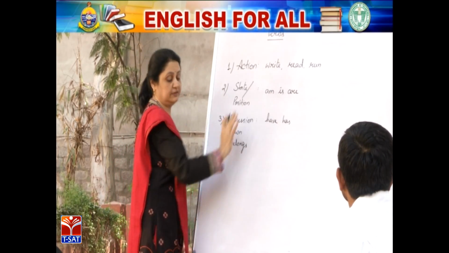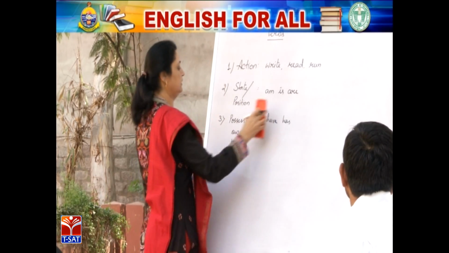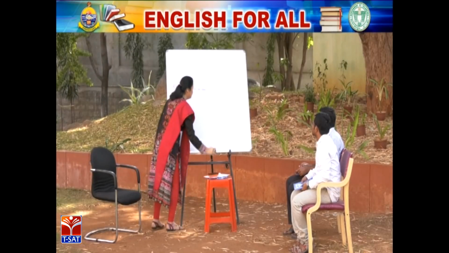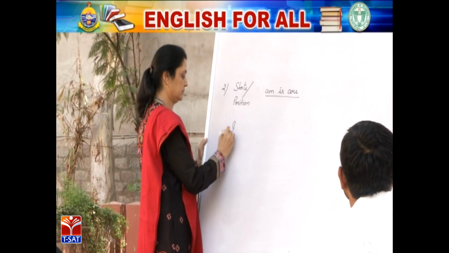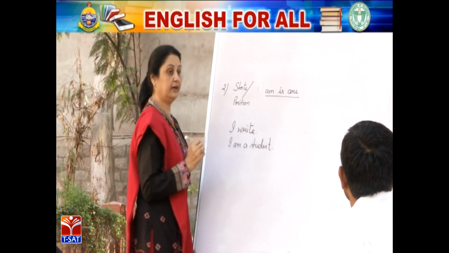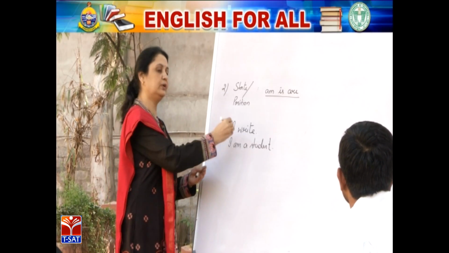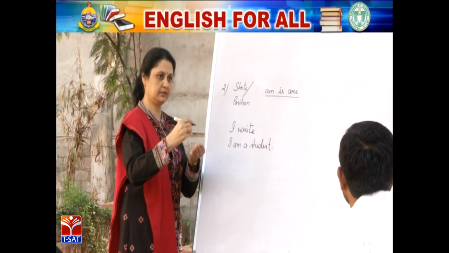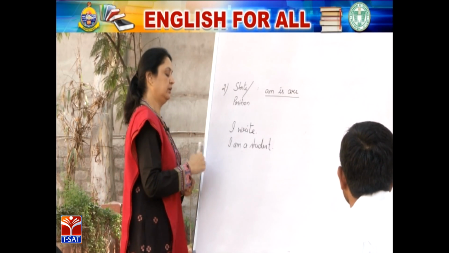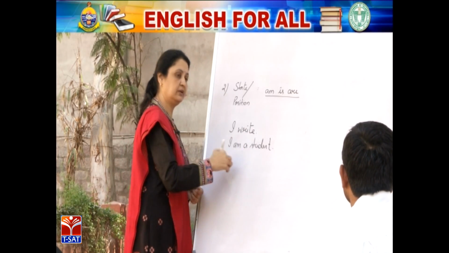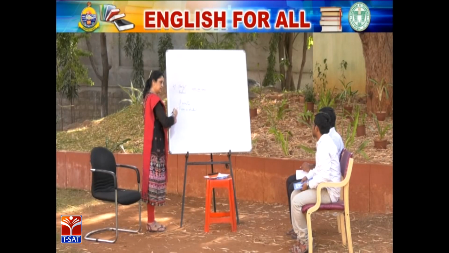First we'll talk about the state and position verbs, am, is, are. Ma'am, one doubt, ma'am. What is the difference between the action verbs and state or position verbs, ma'am? Now, I write. It means you will do this action of writing. This is what you do. Now, when you say I am a student, is there any action here? No.